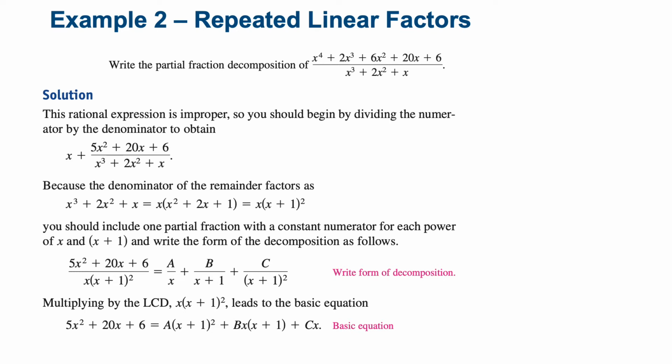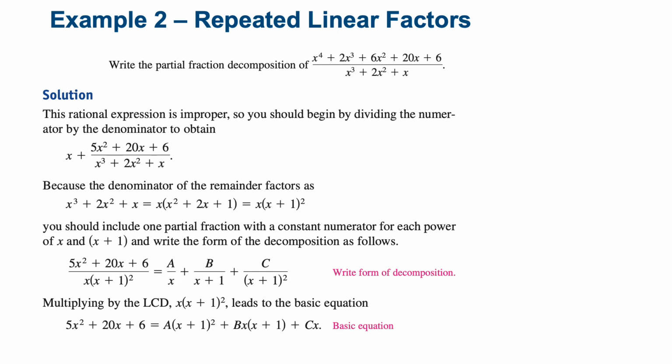So here we go. Let's write the partial fraction decomposition of x⁴ + 2x³ + 6x² + 20x + 6 all over x³ + 2x² + x. So this is improper. What was the first step? Is the numerator of higher degree than the denominator? In this case, yes it is.